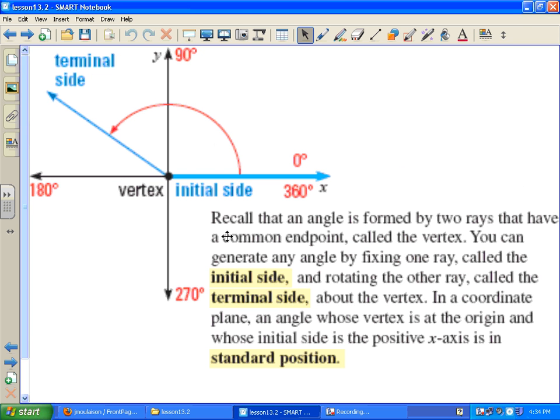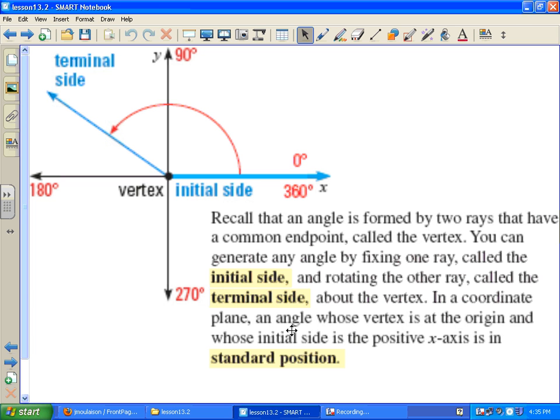Recall that an angle is formed by two rays that have a common endpoint called the vertex. So in the figure, you can see the two rays they're referring to are this blue ray, labeled the initial side, and this blue ray, labeled the terminal side. And the common endpoint, the vertex, is what we think of as the origin of this XY coordinate system. You can generate any angle by fixing one ray, called the initial side, here, and rotating the other ray, called the terminal side, about the vertex.